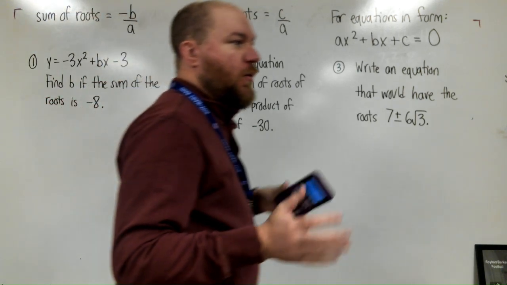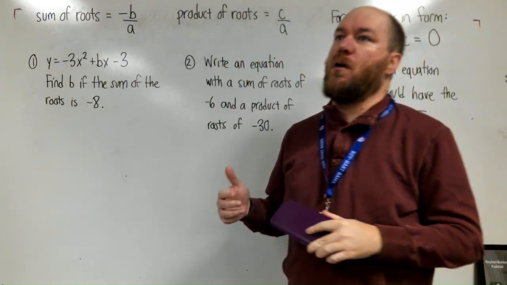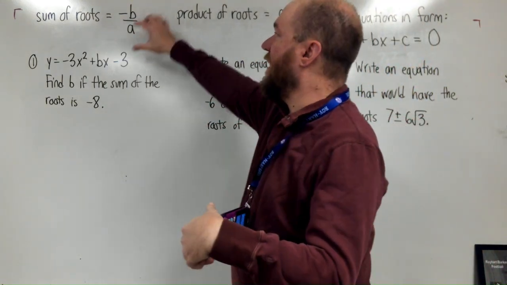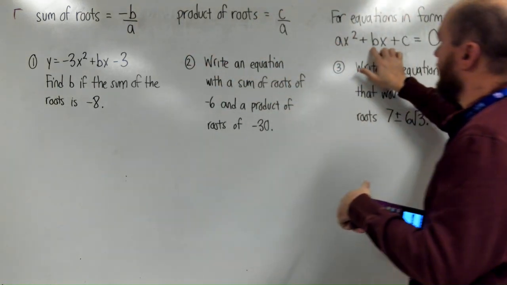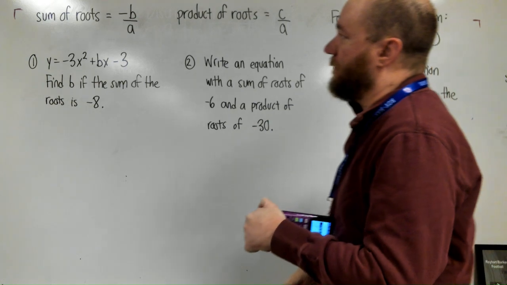So there's a formula to find the sum of the roots. We don't know what the answers are, but we know that the sum of them can be found by doing negative b over a. And we're going to get the b from right there and the a from right there.